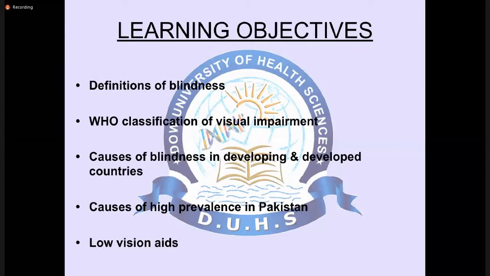So normal visual acuity is 20 by 20, 6 by 6. 20 by 20 is in feet, 6 by 6 is in meters. So, visual acuity of 20 by 20 represents statistically normal visual acuity.